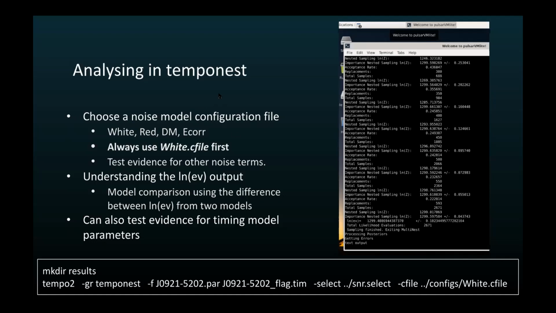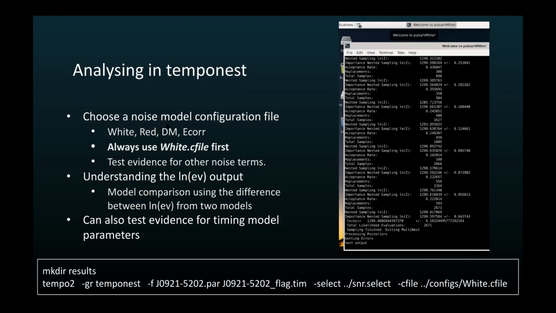So I have set up in the data package that you have some configuration files that will fit for just white noise, so just these measurement uncertainty adjustments. And in fact, white noise is something that we always fit, so that will be present in all of these noise models. But there are also configuration files for red noise, which would model the low frequency or long time scale variations in the pulsar spin stability.